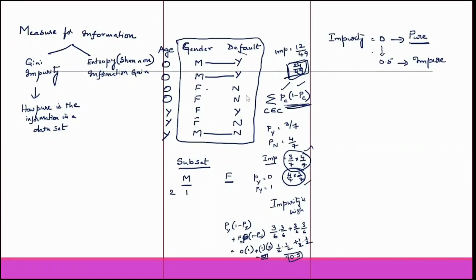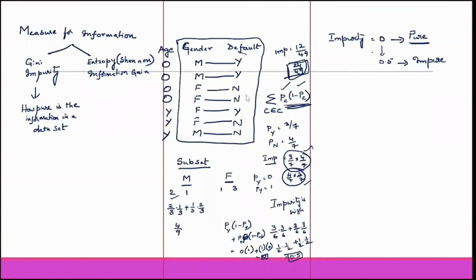Whereas in females, 3 are no and 1 is yes. 1 yes, 3 no. So if I go with the Gini impurity computation, for males this is nothing but 2 by 3 times 1 by 3. This is for this category. Plus 1 by 3 times 2 by 3. So this is becoming 4 by 9.